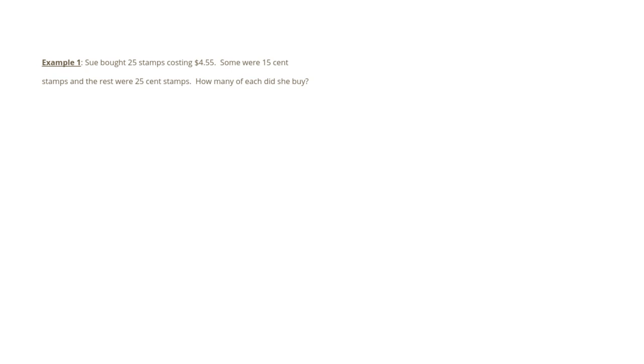Sue bought $24.55 worth of stamps. Some were 15-cent stamps and the rest were 25-cent stamps. How many of each did you buy? So that is our given information.